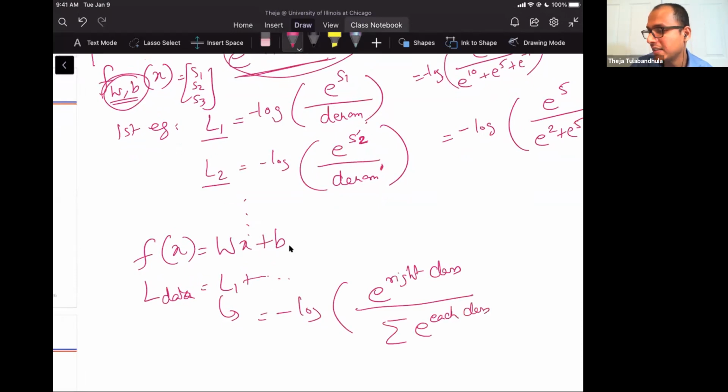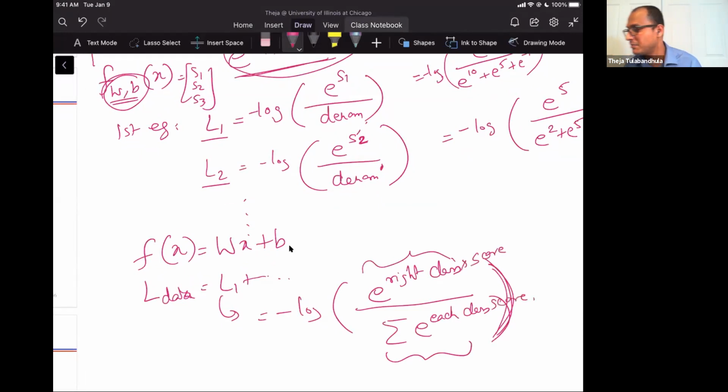Right? So each class will have some index. So if there are 3 classes, there will be 3 terms here, and the numerator should just be the right one. Okay, the right class is 4. Sorry, this is a little bit messy here, but I hope you get the idea.